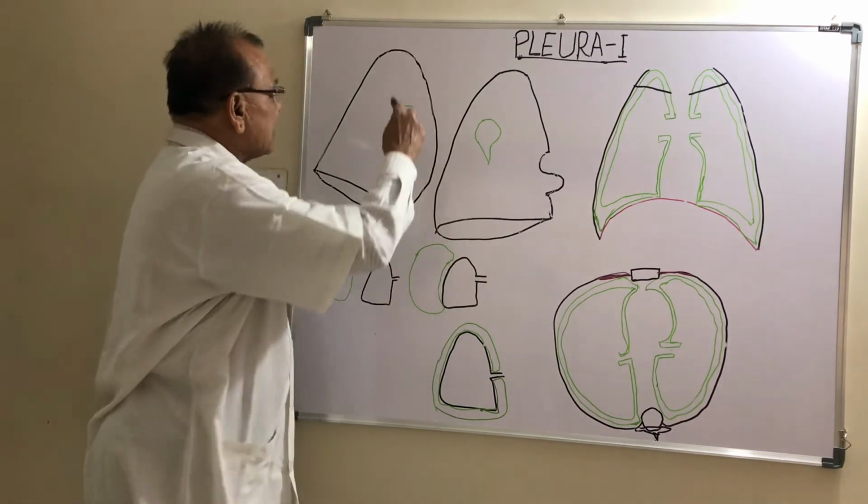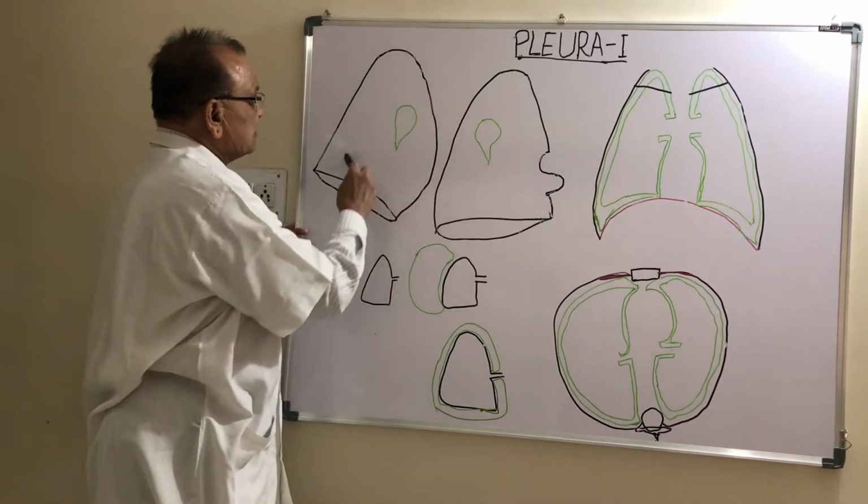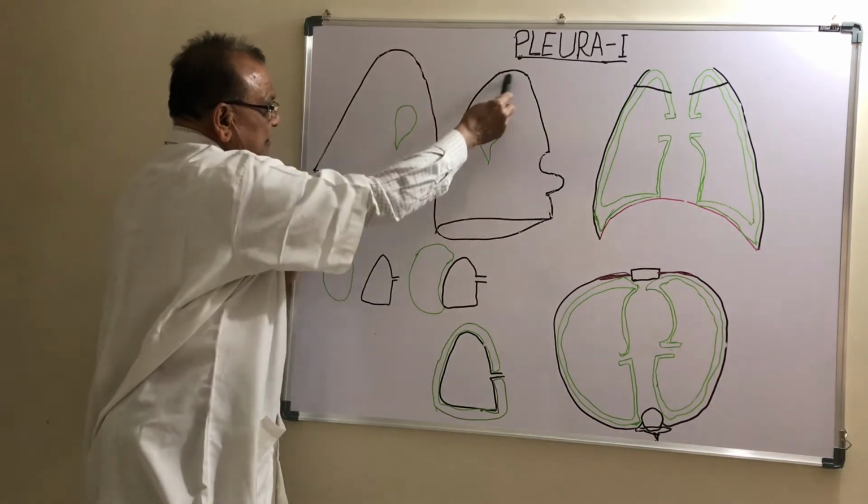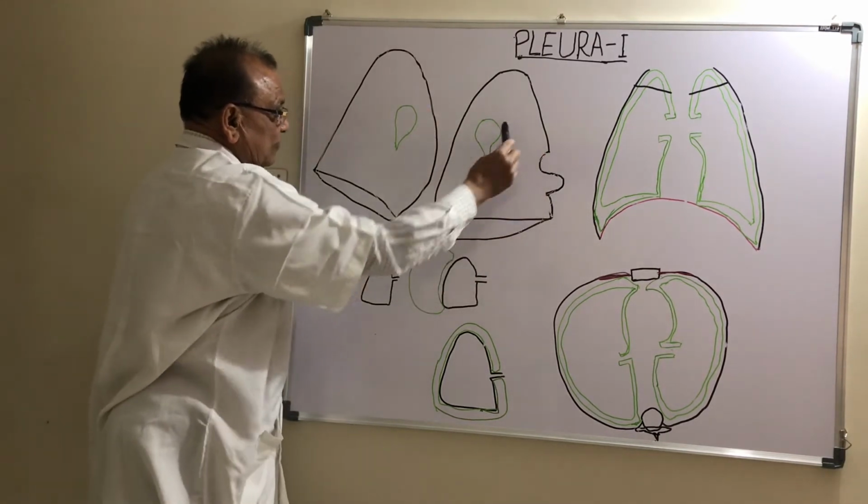Now in this diagram, the surface is seen. This is the medial surface of the right lung. This is the medial surface of the left lung.